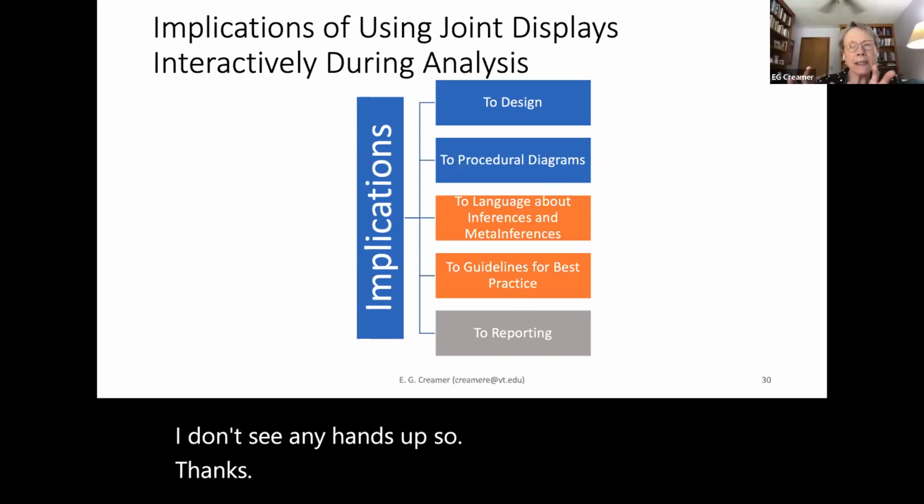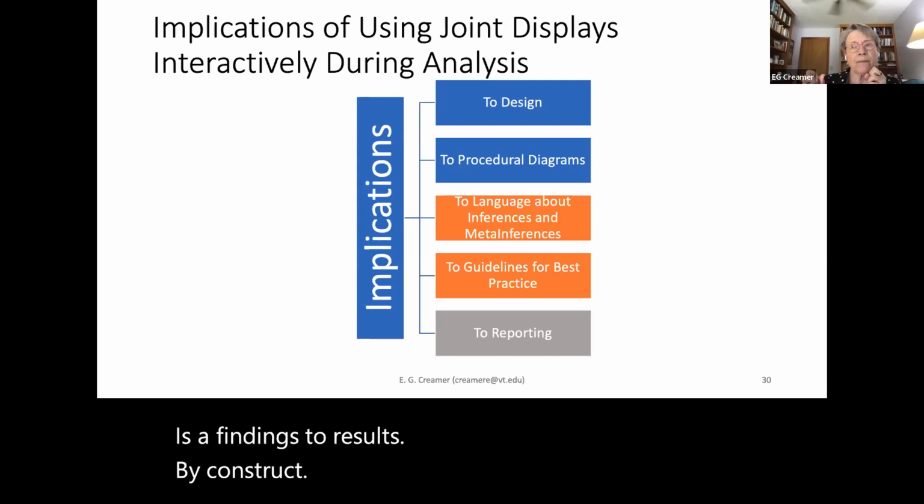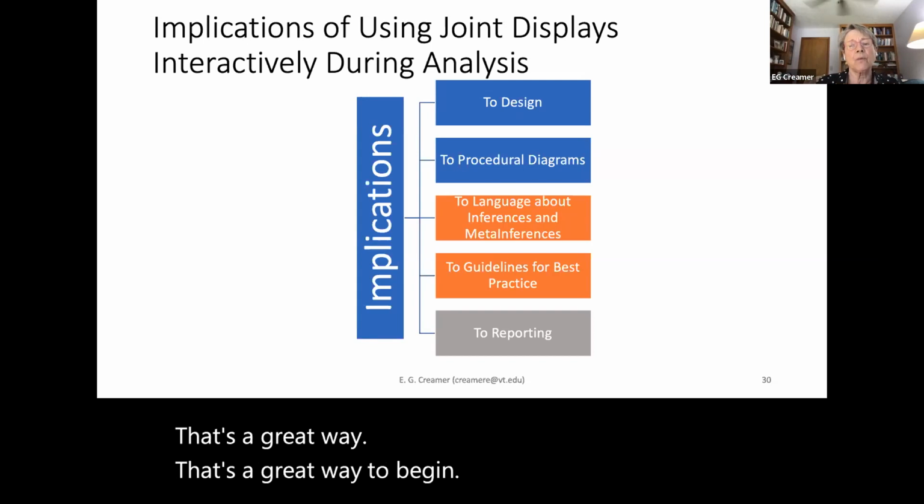So the most basic joint display is a findings to results by construct. That's a great way to begin. That's a very good way to begin.